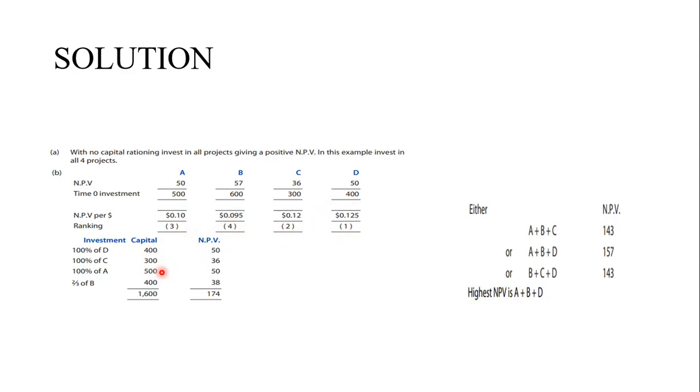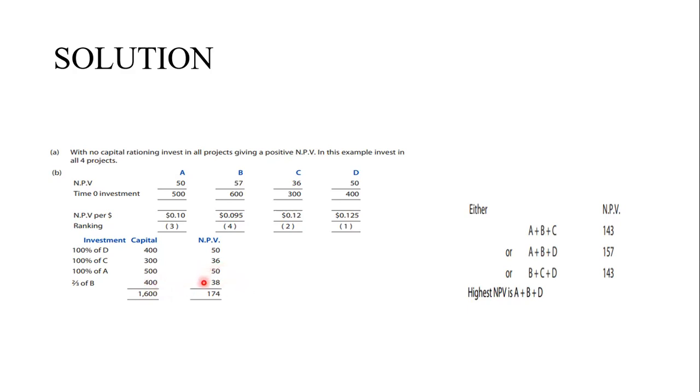That's 1,200. What is left is what? 1,600 less 1,200. That is 400. So it's only 400 that is left. That cannot be used to undertake project B because project B takes 600. So we have only 400. So 400 will be pushed into the investment, and then we invest proportionately. And so that will be 400 divided by 600.